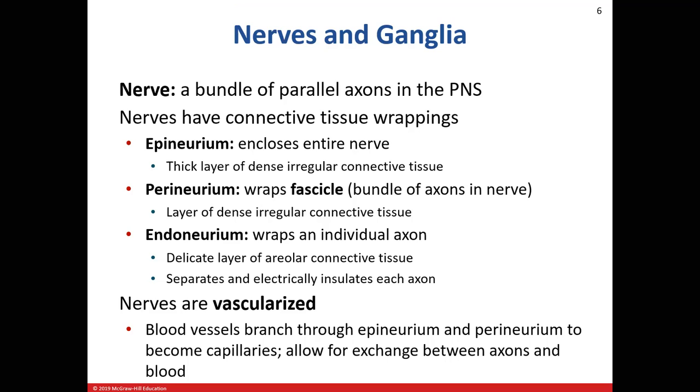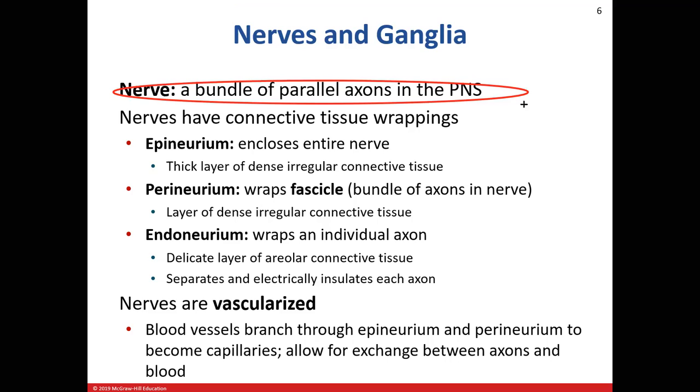So a nerve is simply put a bundle of parallel axons in the PNS. Now understand that the axon is an extension coming off of the cell body of a nerve cell. And so when we take a bunch of these axons and a bunch of these processes, they become a bundle. And as we put them all together, they form a nerve. And so these are a bundle of parallel axons found within the PNS. So I'll just go ahead and circle or highlight that for you.